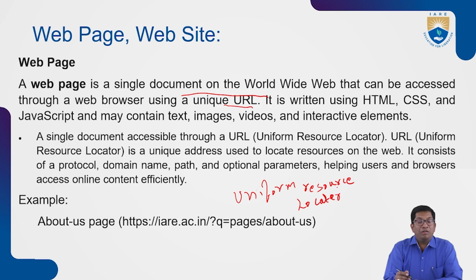When you want to access any web application, it has a unique ID, a unique address. It will locate the resources on the web. It is written using HTML, CSS, and JavaScript, and may contain text, images, video, and interactive elements. A single document accessible through a URL. A Uniform Resource Locator is a unique address used to locate resources on the web. It consists of a protocol, domain name, path, and optional parameters, helping users and browsers access online content efficiently.